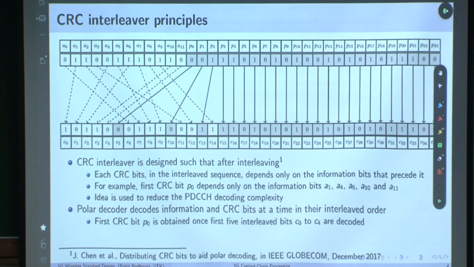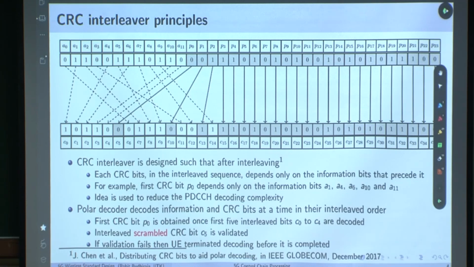Now what will happen here is the polar decoder will give you these bits, and will give you the parity bit also. There are algorithms which can work with this. You have this CRC bit, P0, which I am calling parity, but it's CRC. This CRC bit has come, and these message bits have also been decoded by the decoder at the receiver. This CRC bit can be validated by the receiver, and this scrambled bit can be validated. There are algorithms to do that. If this is not validated, what will the receiver do? It will immediately stop decoding because the first bit itself is not matching. If validation fails, the UE terminates decoding even before it is completed.